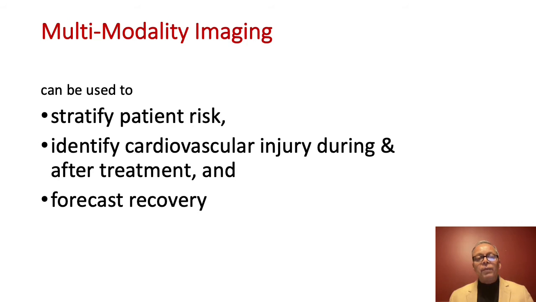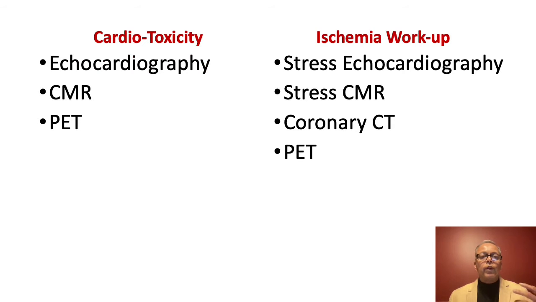Multimodality imaging can be used to stratify patient risk, to identify cardiovascular injury during and after therapy, and to forecast recovery. For cardiotoxicity, the imaging modalities used are echo, CMR, that is MRI, PET scanning. For ischemia workup, we use stress echo, stress MR, coronary CT, and PET.